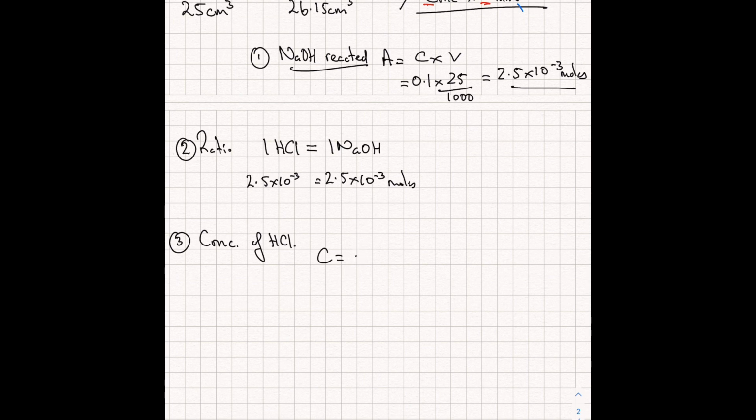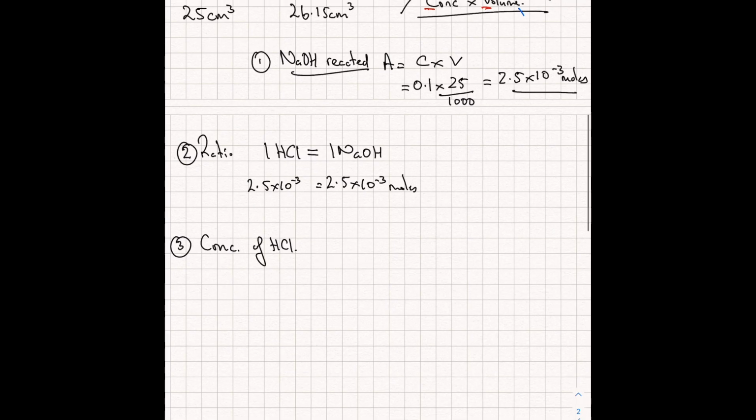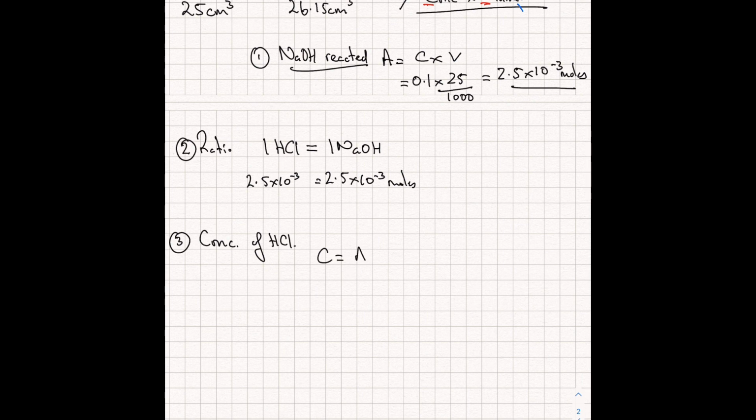The amount is 2.5 times 10 to the minus 3, divided by the volume, which is what we worked out earlier, 26.15, and then we have to divide that by 1,000 again. Let's do it on my calculator, 26.15. That's giving me an answer of 0.096 moles, and that's a concentration, so it's moles per decimeter cubed as a final answer.